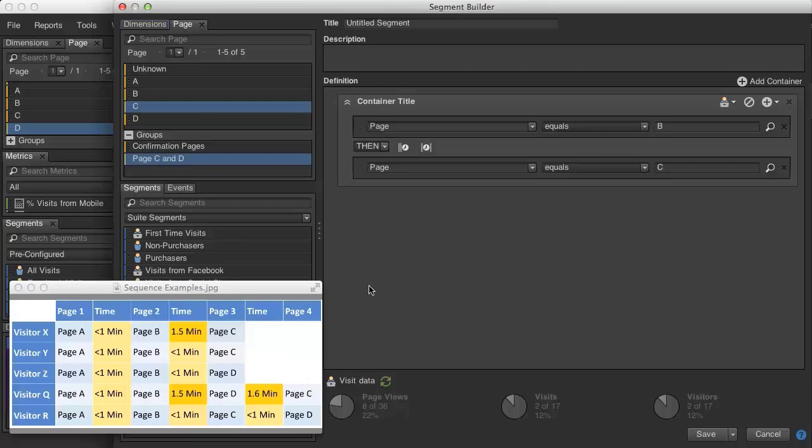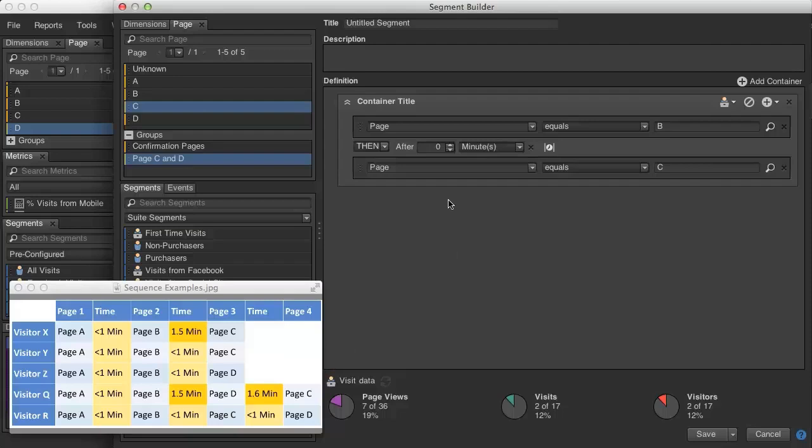So if we want those who saw page B, more than a minute passed, then they saw page C, what we can do is keep our criteria the same, because we want page B and then C. And then we're going to say after 0 minutes, because once again, this is 0 seconds up to 59 seconds, and everything after that is past the minute mark. If we then hit refresh, we see we have the results for 2 visitors, which are our visitor X and our visitor Q here.